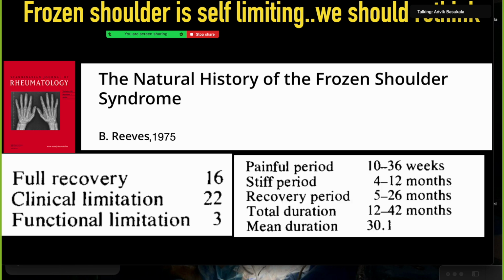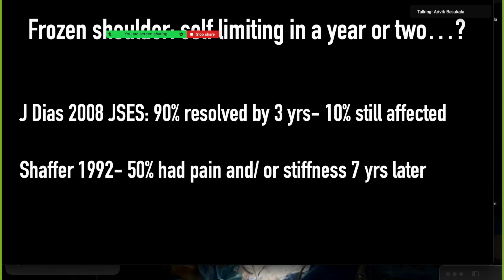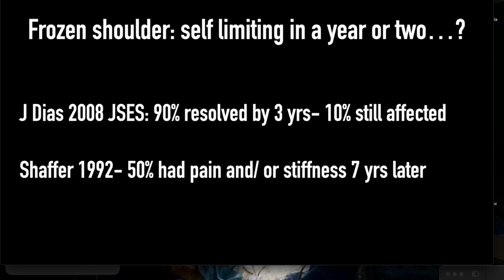Like this, the painful period may range from 10 to 36 weeks, the stiff period may range from 4 to 12 weeks, and the recovery period may range from 5 to 26. This article in JSES said that 90% resolved after 3 years. What we all know from our classical teaching is that at 1 year, frozen shoulder will be gone, but it does not. 10% are still affected after 3 years. 50% had pain and stiffness even after 7 years.